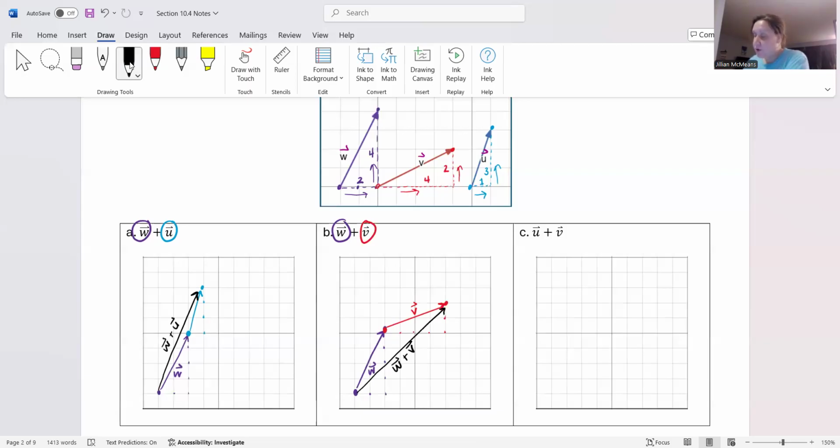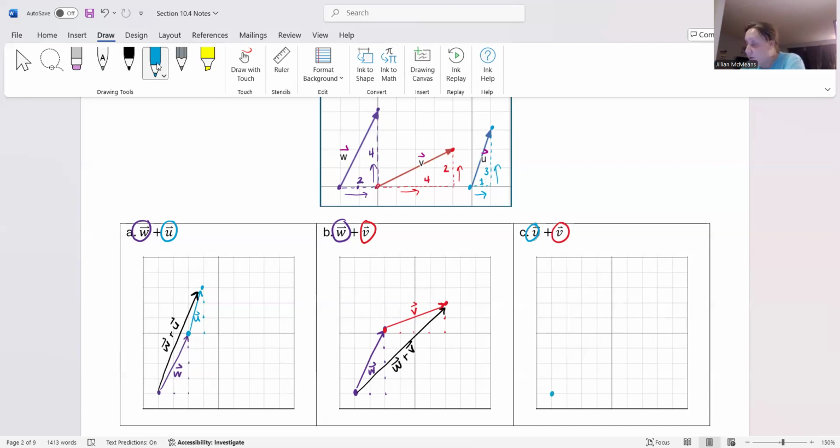Finally, we're going to do vector U plus vector V. Let's see, vector V is red. Vector U is this blue color. Oh, I forgot to label U here. Let's make it the actual blue color. So we're going to start with U. You can start it literally anywhere you want. I'm just going to start here just because it's easy. I know it'll all fit if I start here.